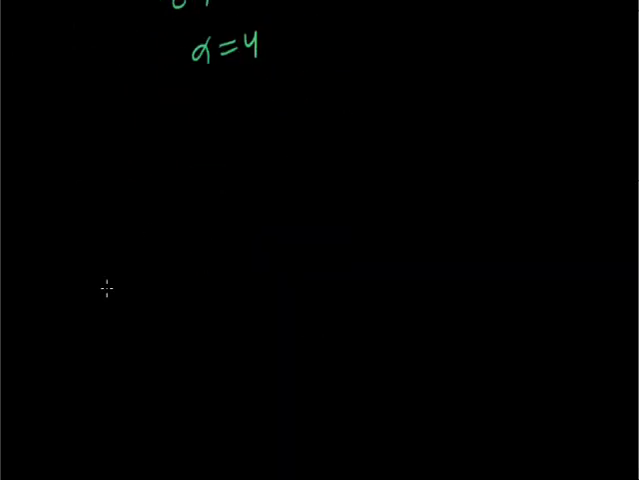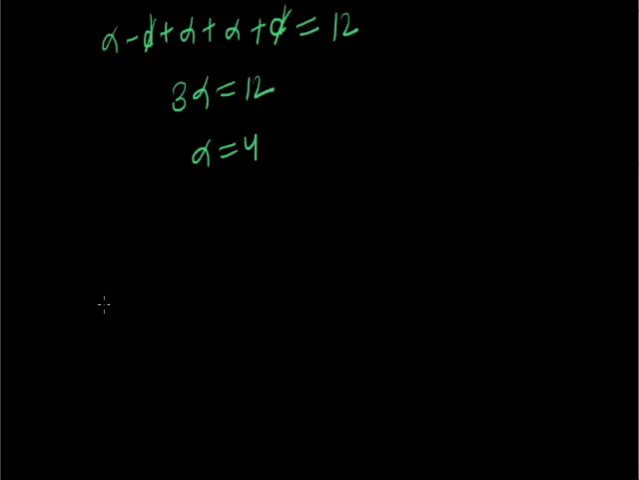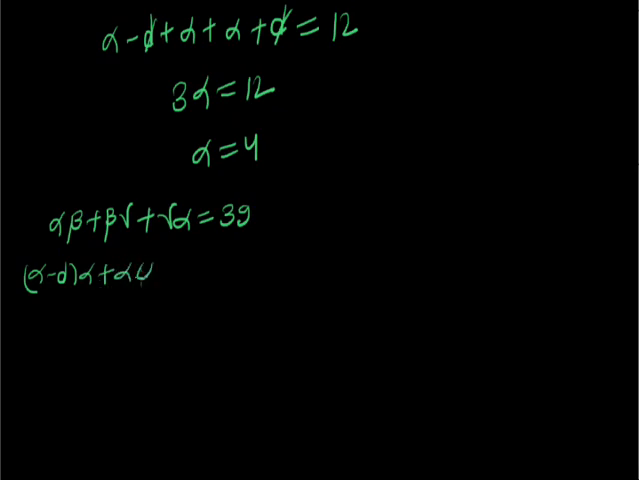Now we use the next relation, that is the sum of the product of the zeros taken two at a time, alpha beta plus beta gamma plus gamma alpha, which is equal to 39. Now we substitute the values: alpha minus d into alpha, plus alpha into alpha plus d, and finally alpha plus d into alpha minus d, equal to 39.